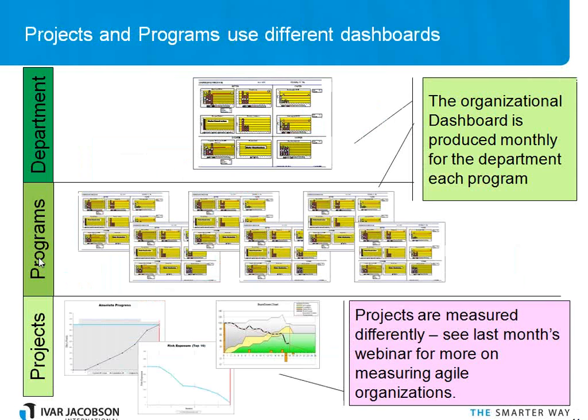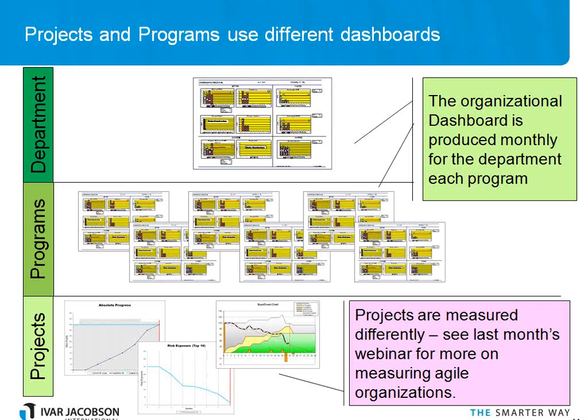So if you look at the different levels we're going to be reporting measures at, so for an organization or department, we can have an organizational dashboard, typically produced monthly for the department, and for each program or working group within the department. And that's what we looked at in the other two webinars in the series. Projects are measured differently.